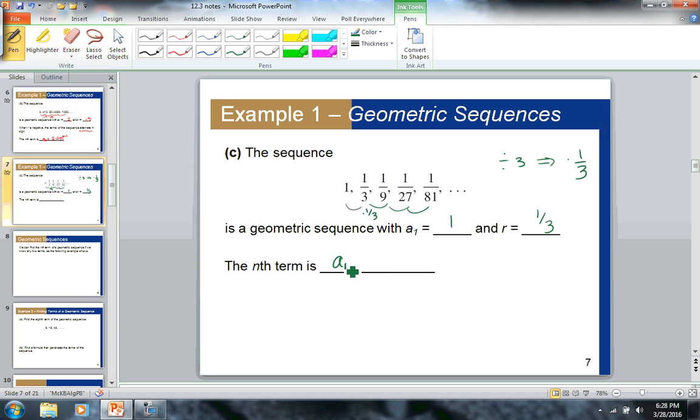So here we'll have a sub n equals 1 is my first term, and then 1/3 is my ratio, and that's going to be applied to the n minus 1 power.